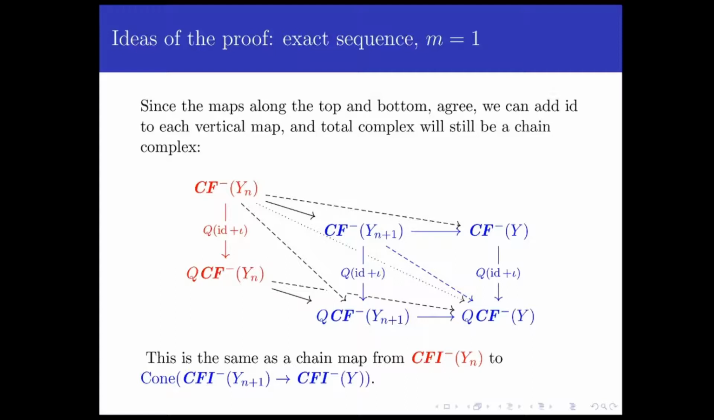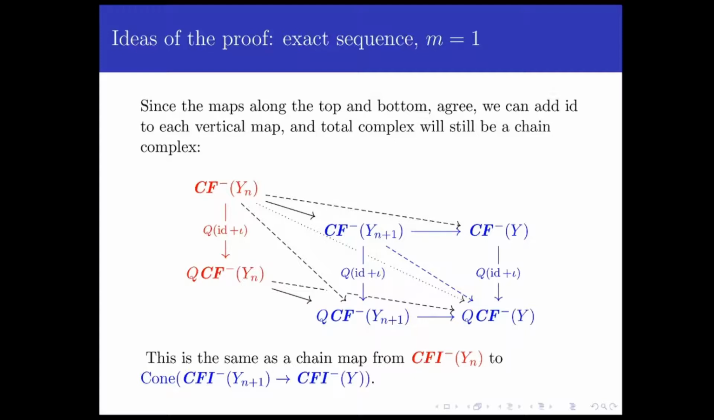So if you just stare at this, you'll see that this cube diagram is exactly the same as a map from the involutive Floer homology of Y_n to the cone of this cobordism map. And so a lot of our paper is centered on building this cube. And actually, you get the fact that it's a quasi-isomorphism basically for free by some algebraic nonsense.